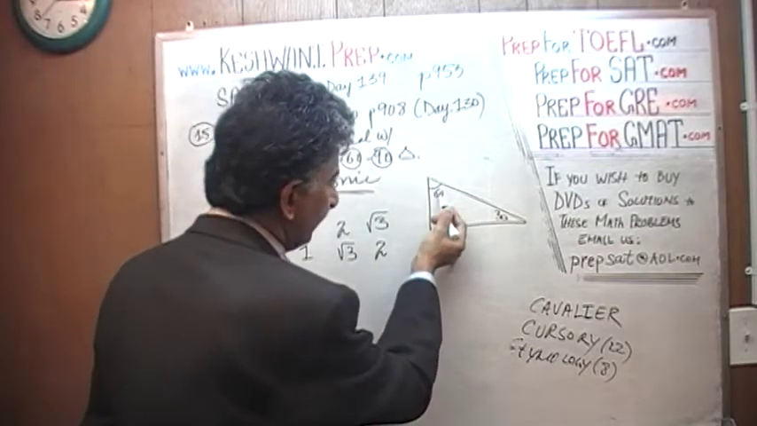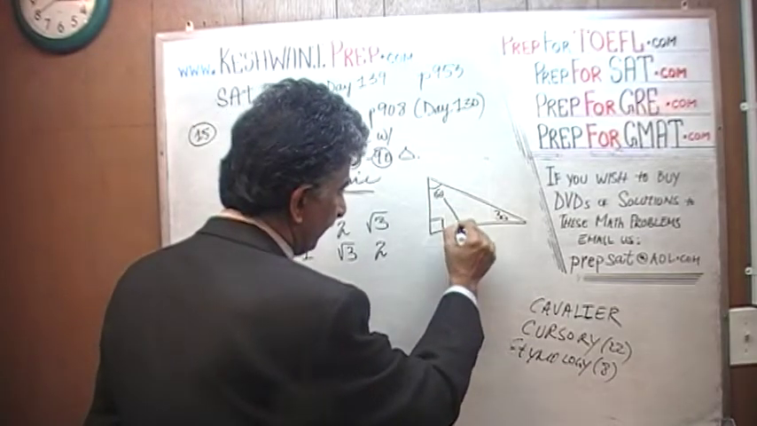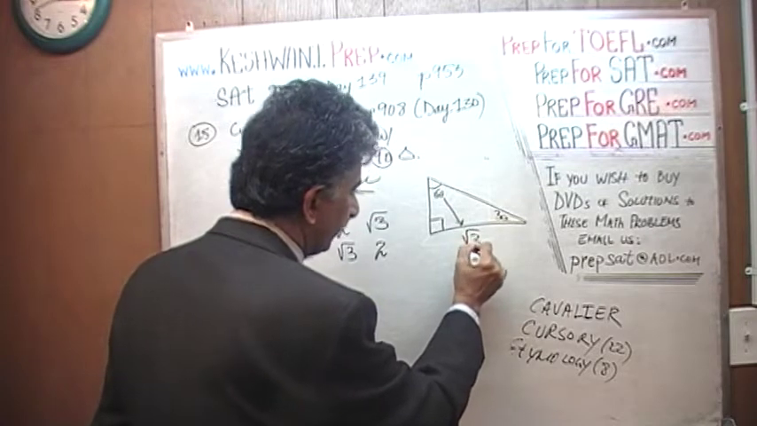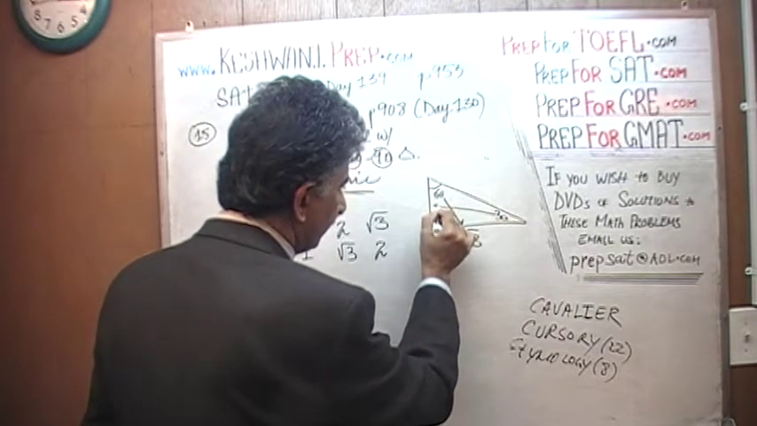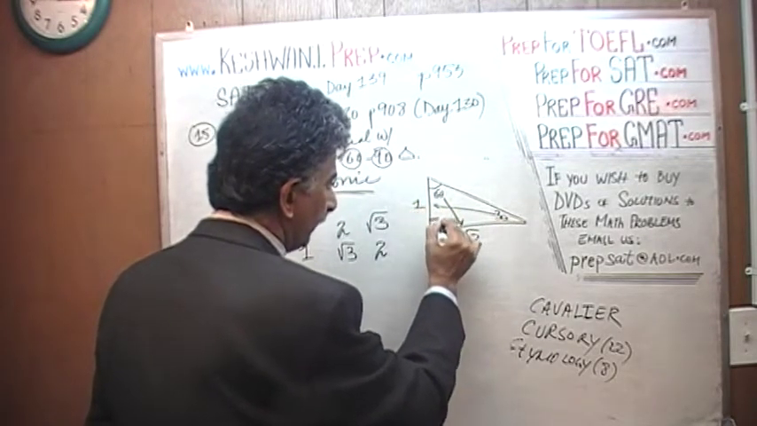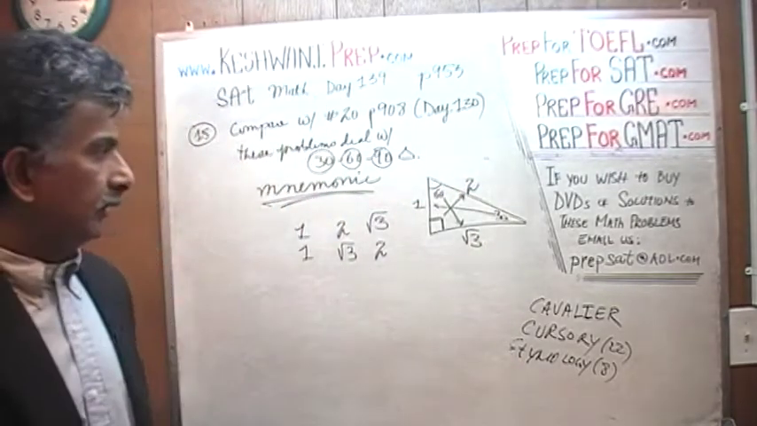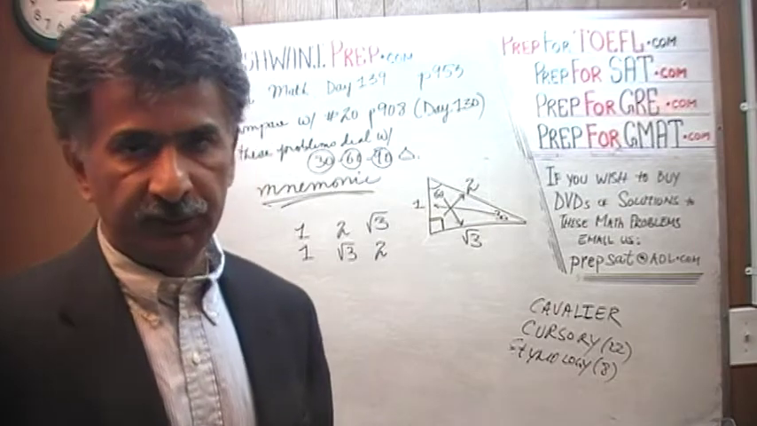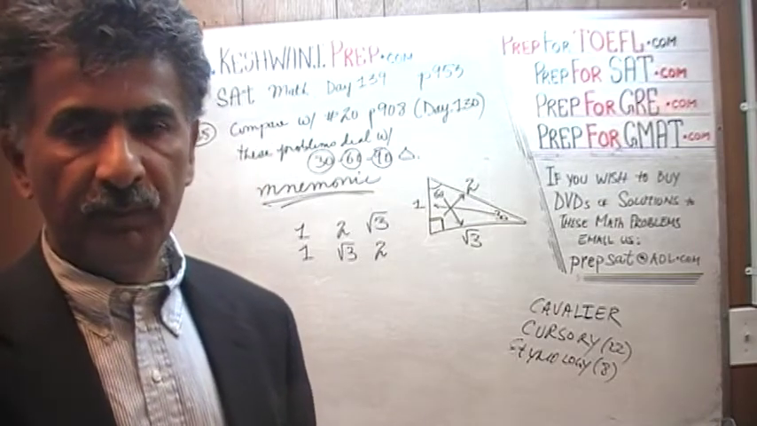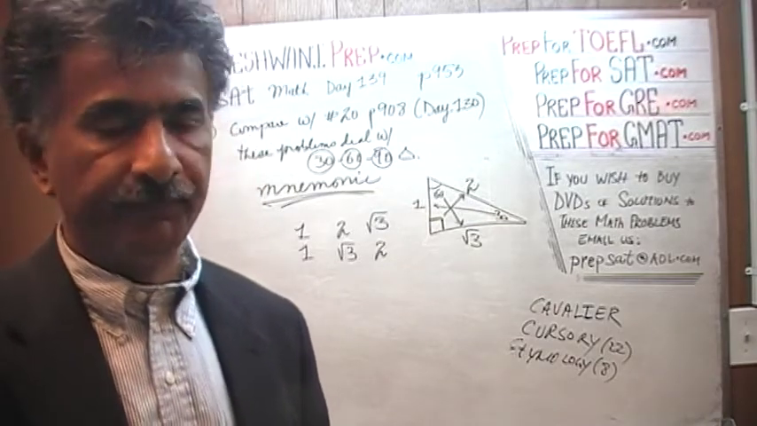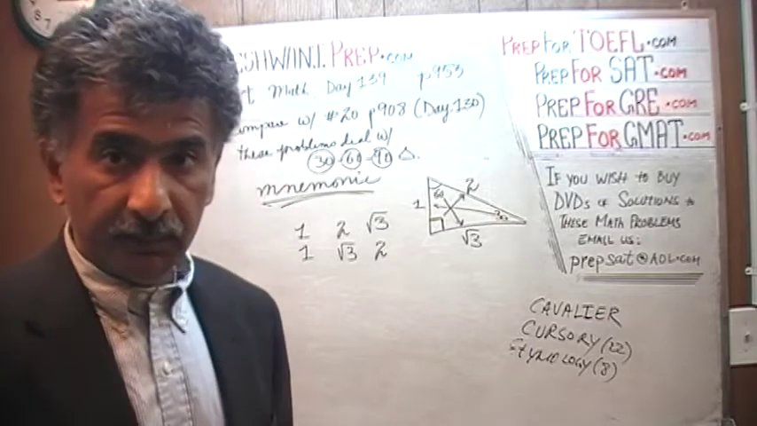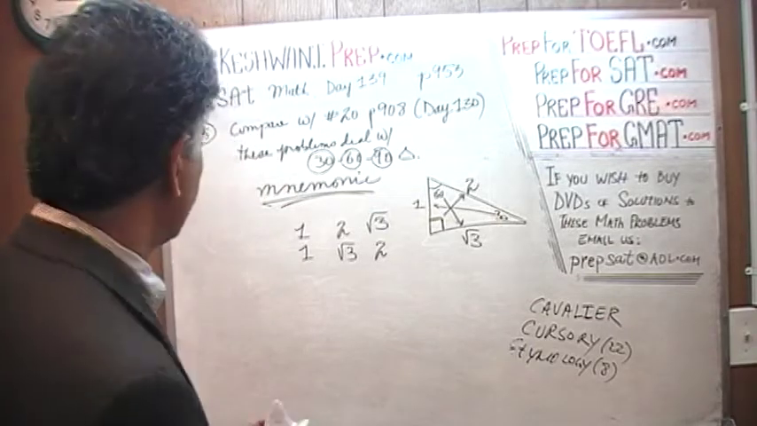Therefore, the side facing the 60 degrees, which is this side, would be root 3. The side facing the 30 degrees, which is this side right here, would be 1. And the side facing the 90 degrees would be 2. There is your 30, 60, 90 triangle. And you have to be able to reproduce this in a hurry in the exam. Once we have that part, the rest is downhill. Let's take a look at the problem.